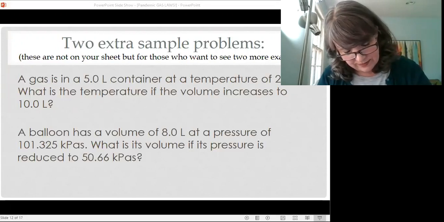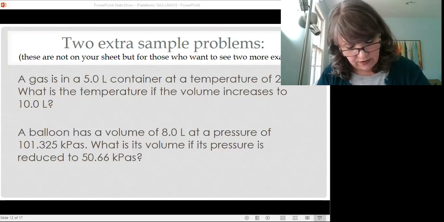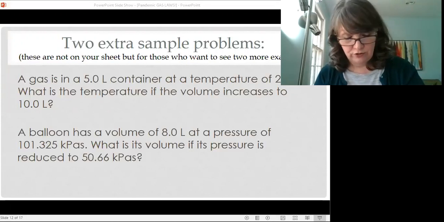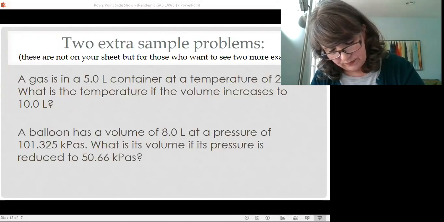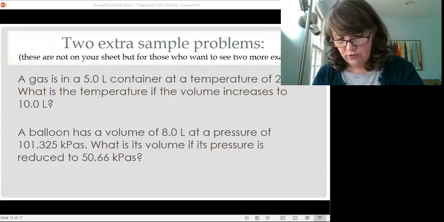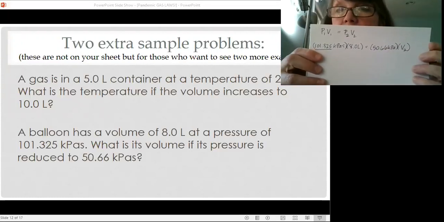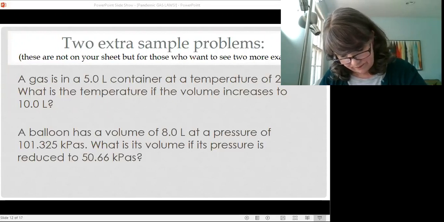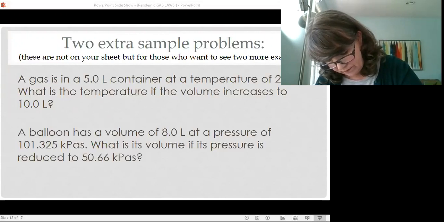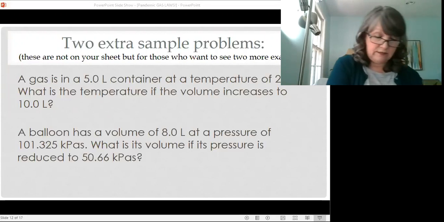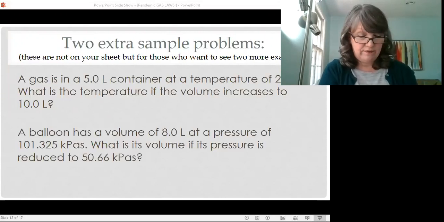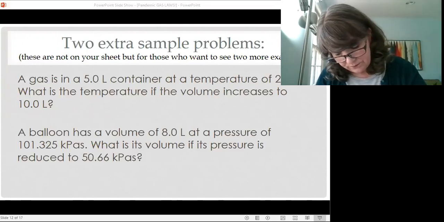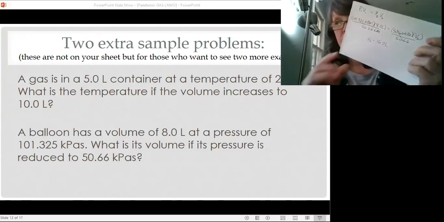So what's my initial pressure? 101.325 kilopascals. And my initial volume was 8 liters. And I'm going to set that equal to my new pressure, which is 50.66 kPa, times my new volume, which I don't know, like so. So now in order to get my volume 2 by itself, I'm going to divide both sides by 50.66. And I will get, let's see, 101.325 times 8 divided by 50.66 gives me 16.0 liters. Like so.